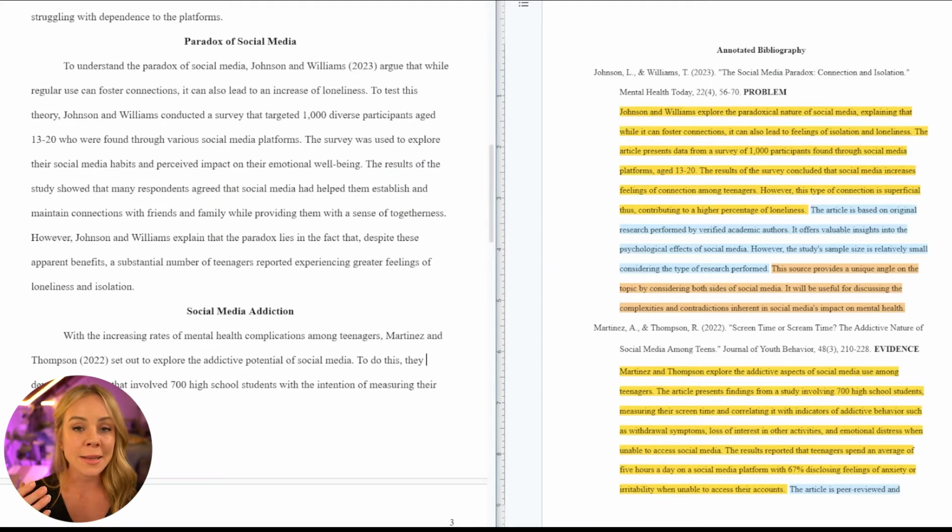Next, we have the linking language. And this is my way of saying that you're going to be linking the material in the paper to the source it came from. Examples of this are things like "Johnson and Williams argue," "Johnson and Williams conducted," "the survey was used to explore," "the results of the study showed," "Johnson and Williams explained." Notice how pretty much every sentence uses that linking language, and it's because you want to make it crystal clear that all of this material belongs to this source.